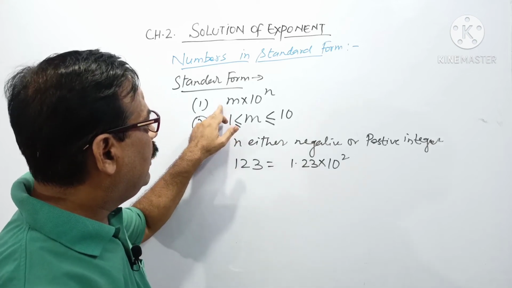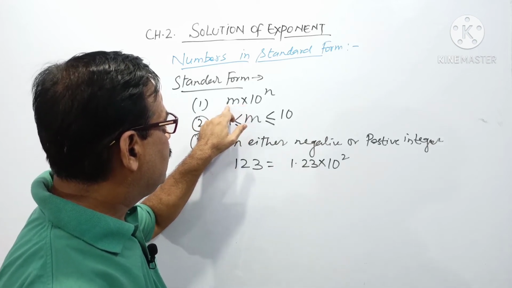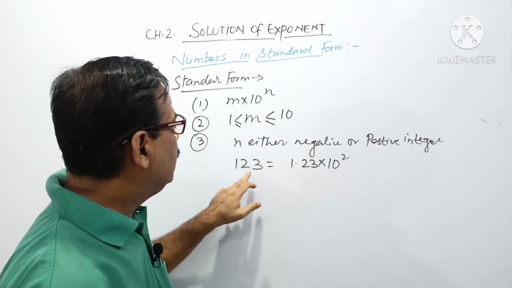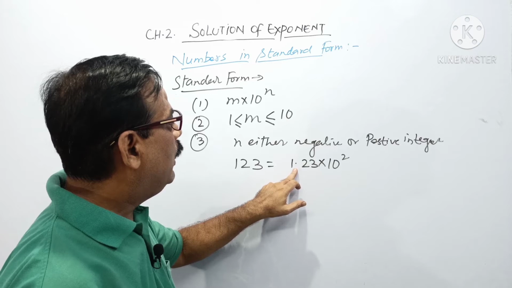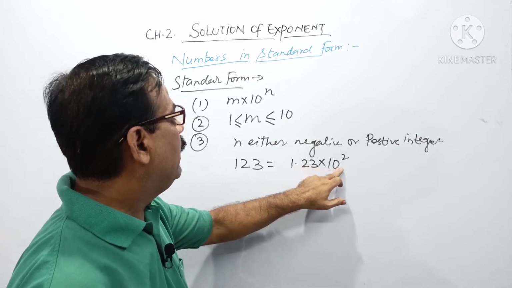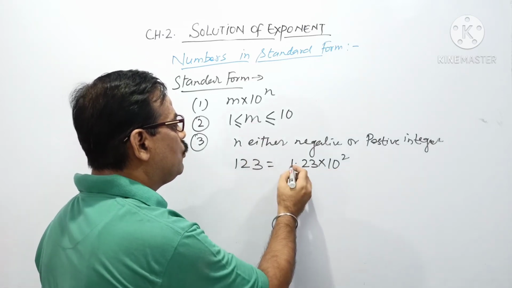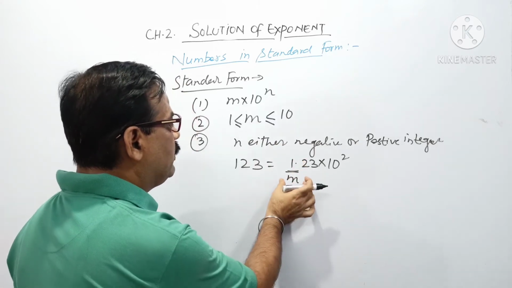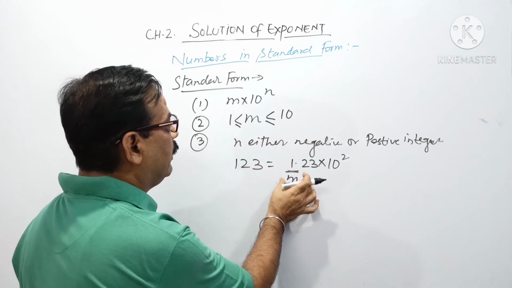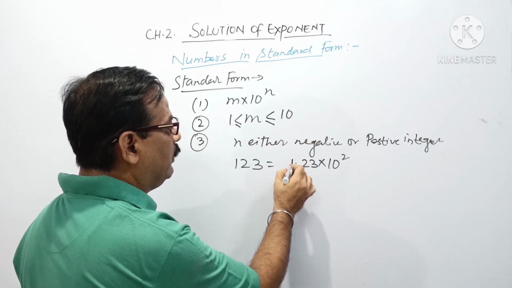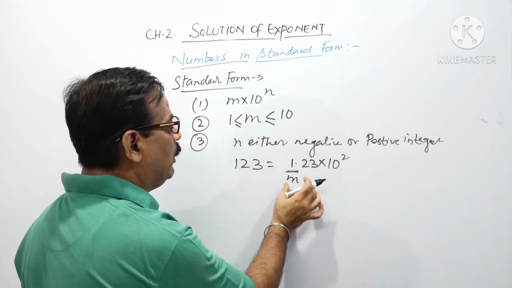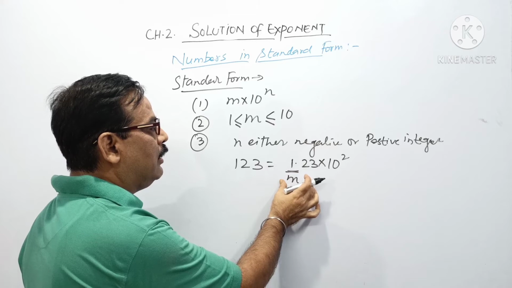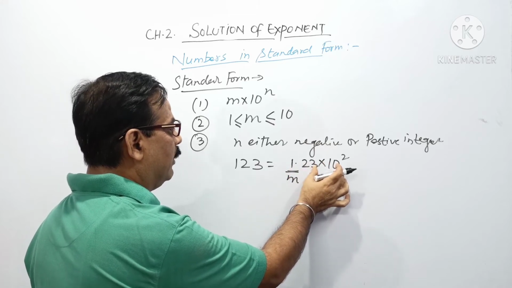Because as a criteria, the first criteria we have to fulfill is the form m into 10 to the power n. So this number is in the form 1.23 into 10 to the power 2. Here m is 1.23, and the second criteria is that m is greater than 1 but less than 10. 1.23 is greater than 1 and less than 10, so it is in standard form.